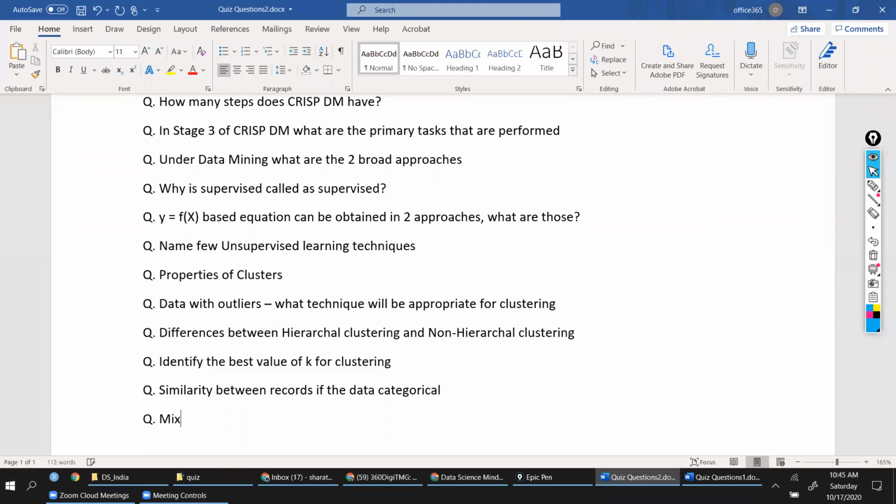Okay, let me ask this. If I have mixed data, then what distance techniques can I apply?